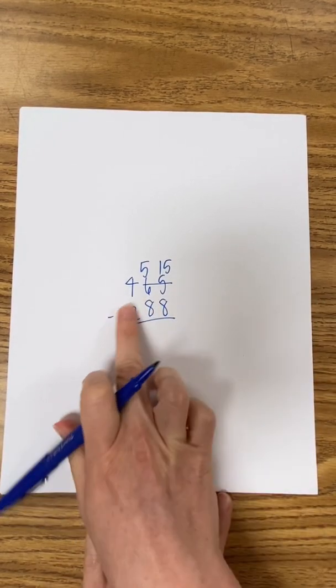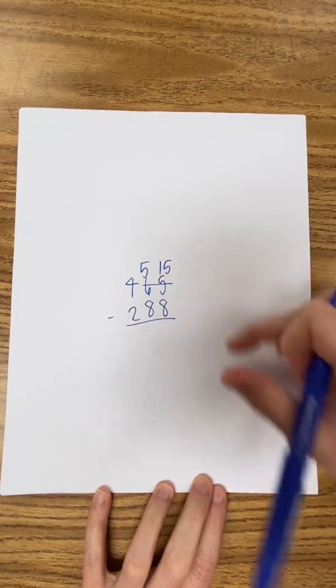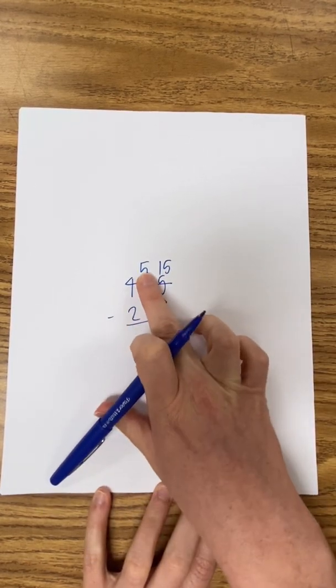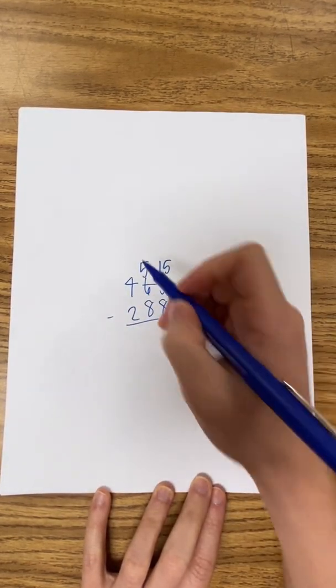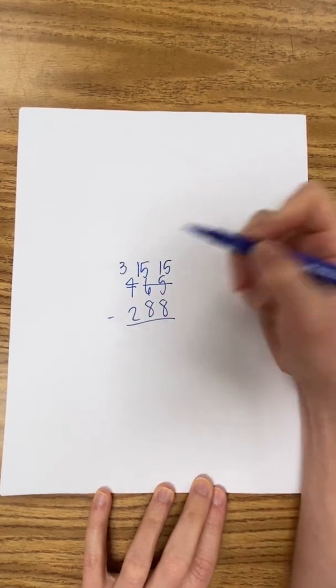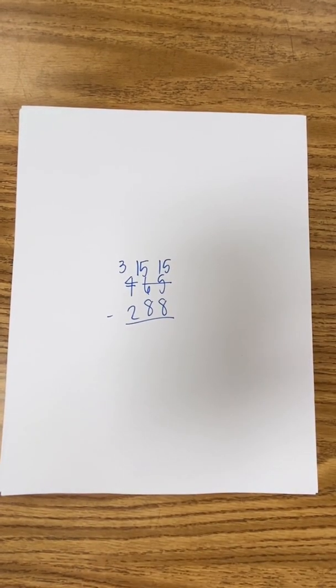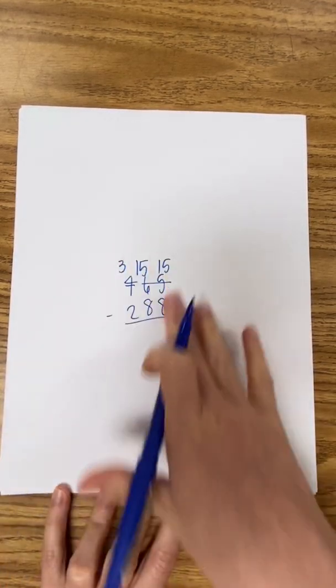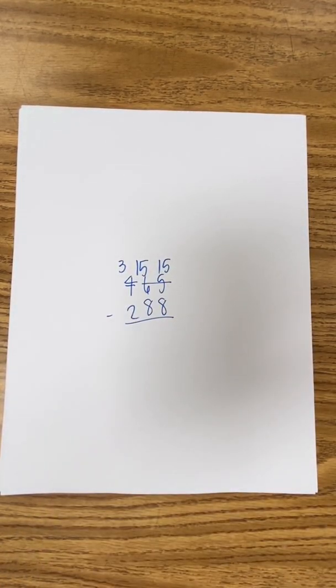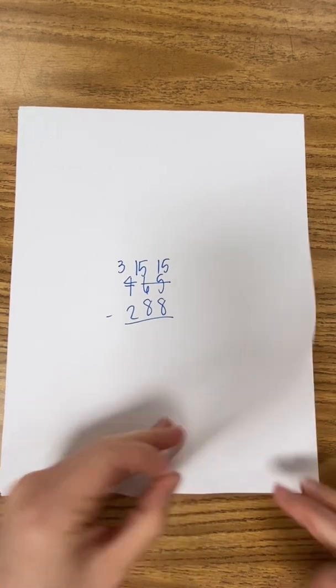And then again, when they get here and they need to regroup, they're able to see that 400s and 510s can also be represented by 300s and 1510s, and how that's still the same amount. Okay, so that whole process is very important for when students get into regrouping with addition and subtraction, as well as when they get into fractions.